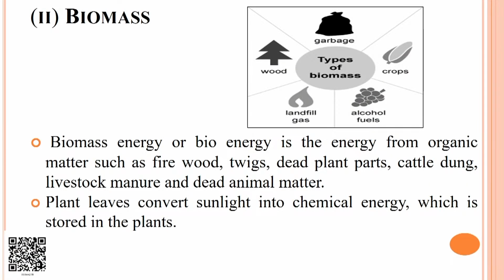So, the next energy is biomass energy, or bioenergy, which is the energy from organic matter like firewood, twigs, dead plant parts, cattle dung, livestock manure, and dead animal matter. Plants' leaves convert sunlight into chemical energy, which is stored in the plant. So, when an animal eats this plant, it stores chemical energy in its body, and some of it also remains in manure and other waste too. Biomass fuels are renewable because the raw materials can be produced simply by growing more crops and collecting more organic waste.